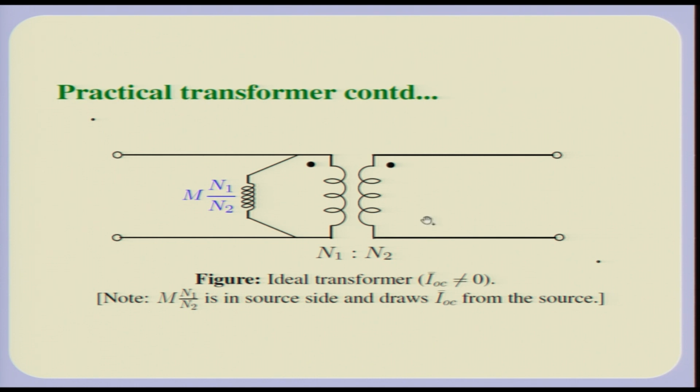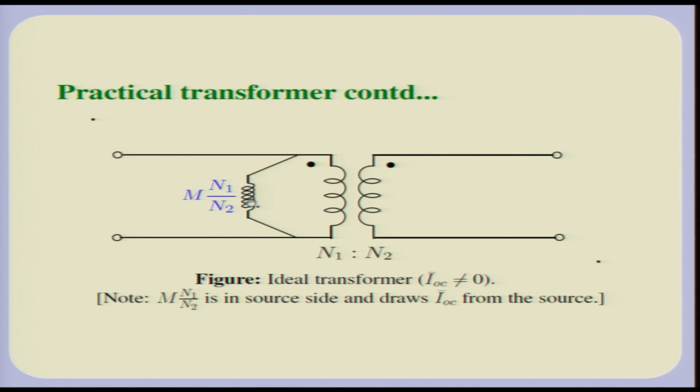Okay. So, this extra inductor which we take out or represent separately is L11, because M into N1 by N2 is L11. So, this portion is called the self inductance.